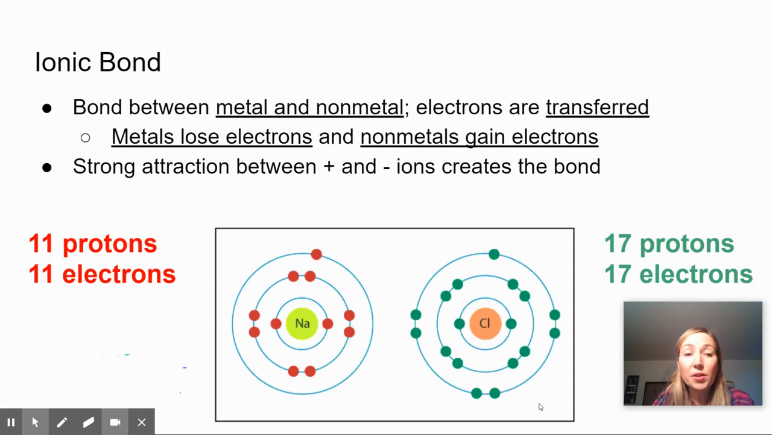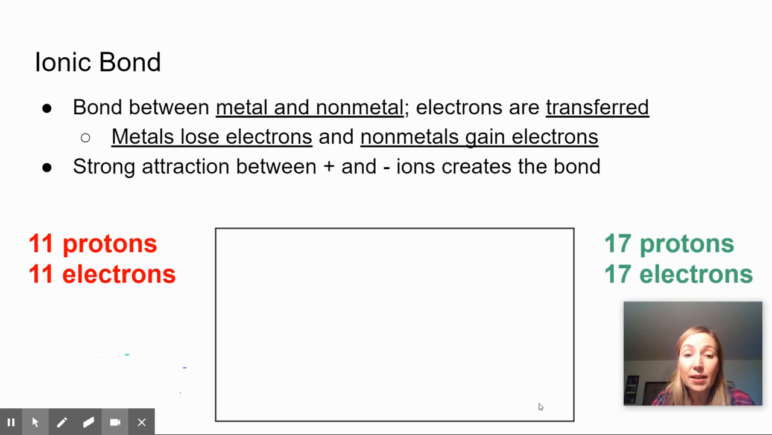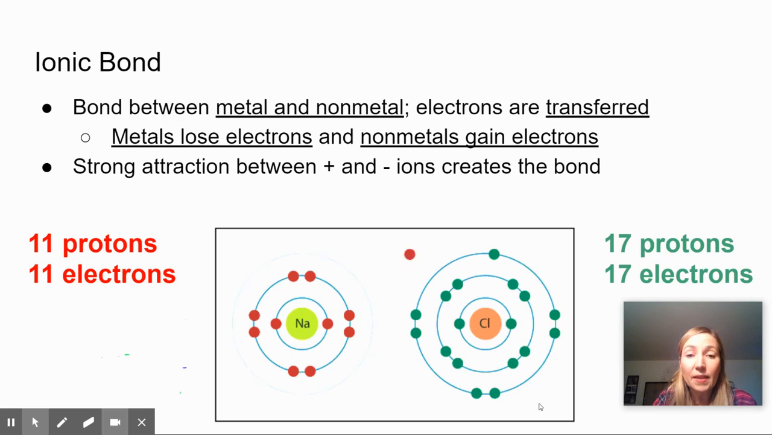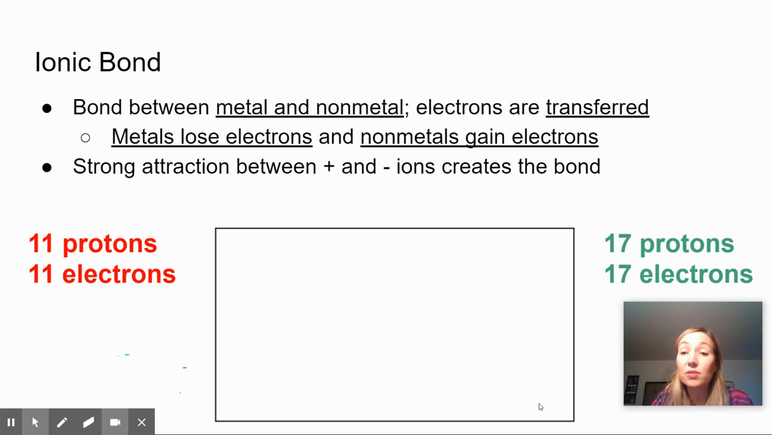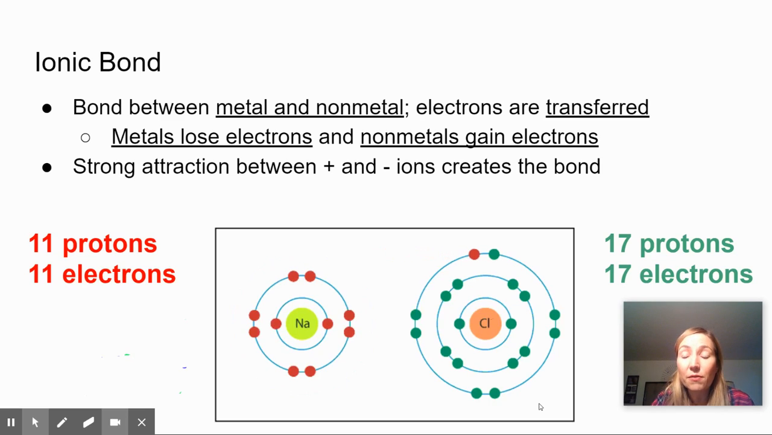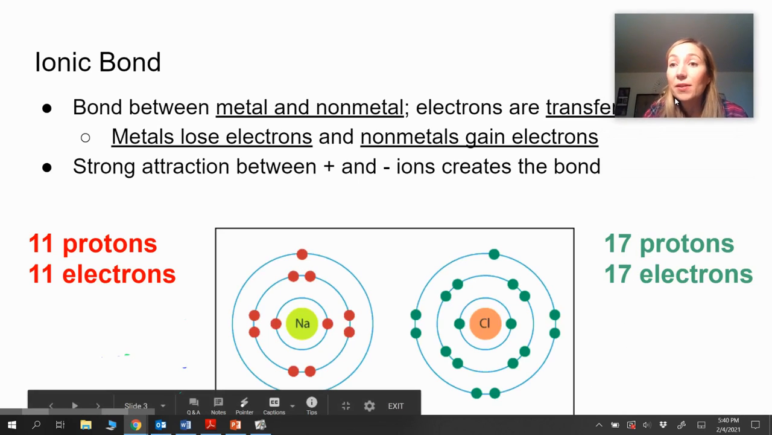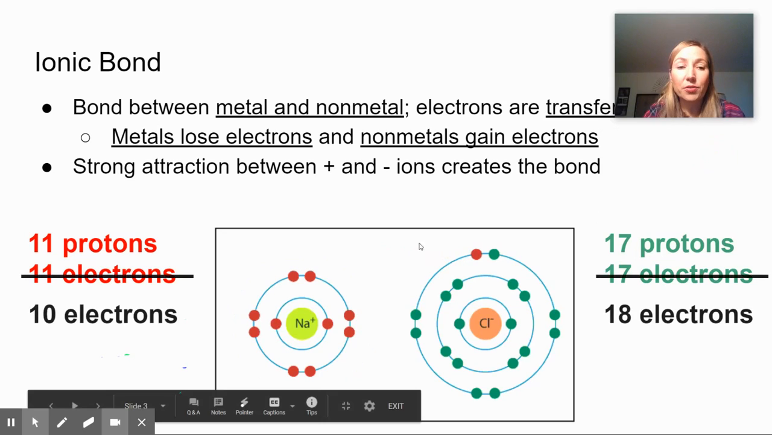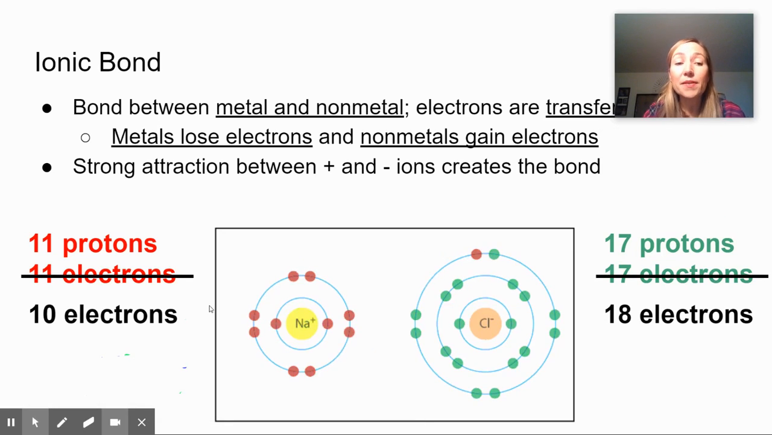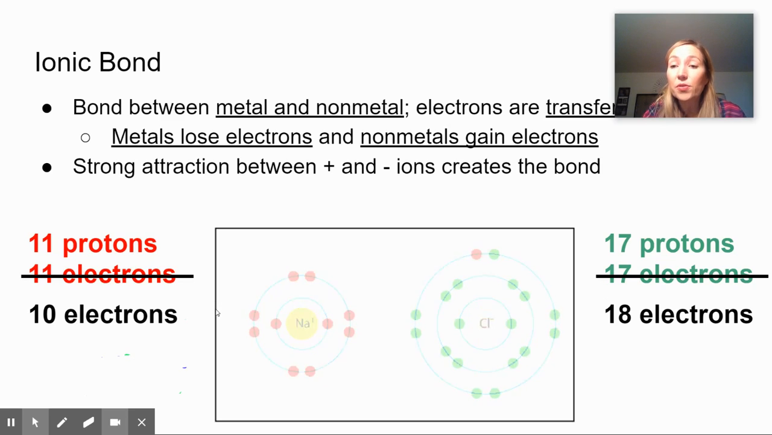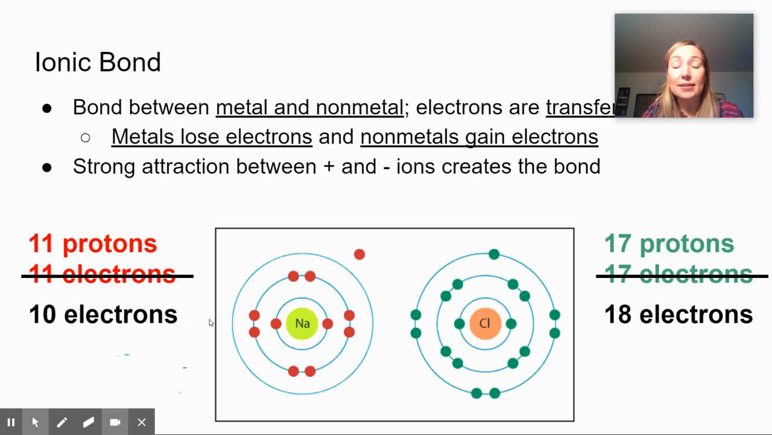So if we look at sodium, it starts off with 11 protons in its nucleus and it has 11 electrons to begin. That 11th electron is its outermost valence electron that it loses to chlorine. Chlorine starts off with 17 protons and 17 electrons. And chlorine wants to gain that one more electron. Now, when sodium gives up one of its 11 electrons, now it just has 10 electrons. When chlorine gains an electron, it goes from having 17 electrons to 18 electrons.